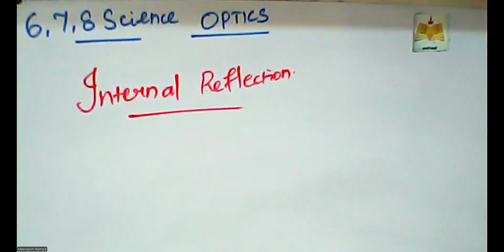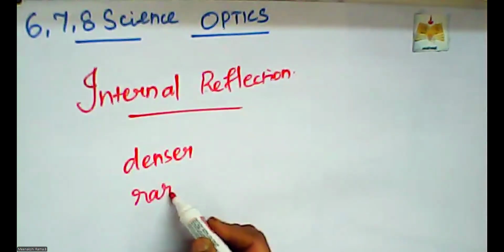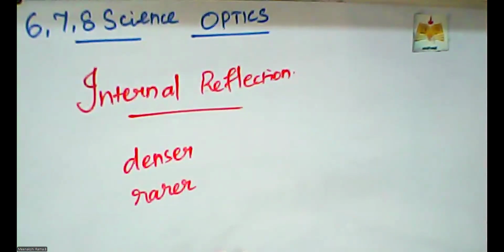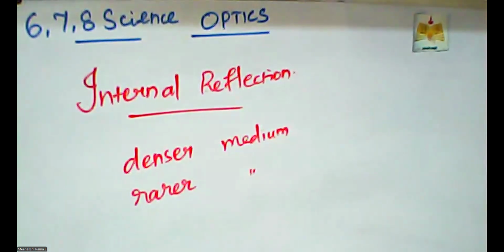Light travels from a denser medium to a rarer medium. There are different kinds of media that light passes through: one is the denser medium and the other is the rarer medium. When light travels from denser to rarer medium, it gets refracted away from the normal. So as the angle of incidence in the denser medium increases, the angle of refraction also increases.